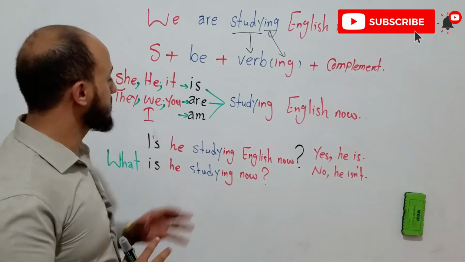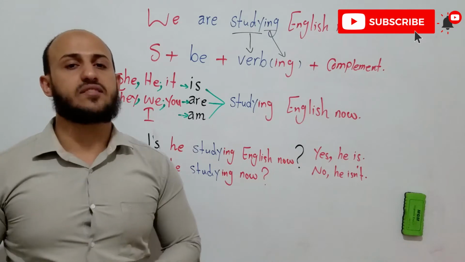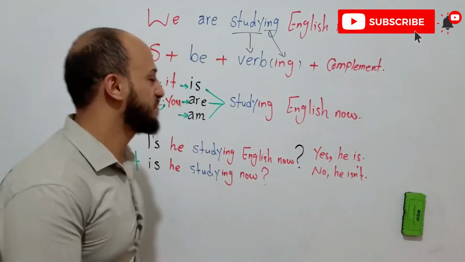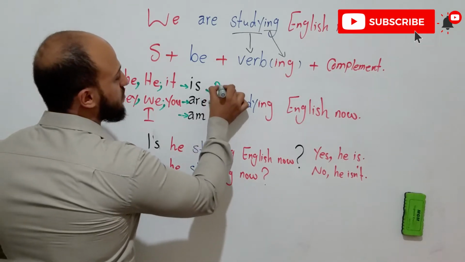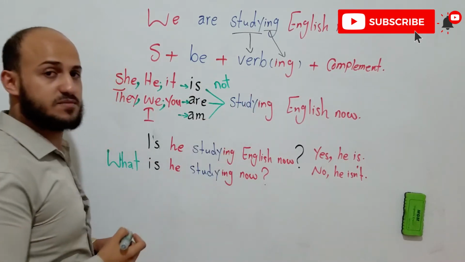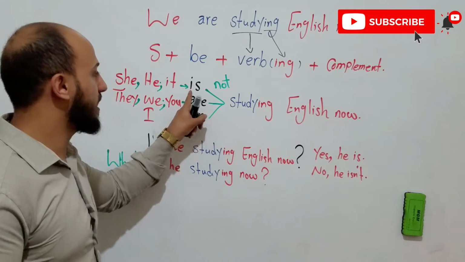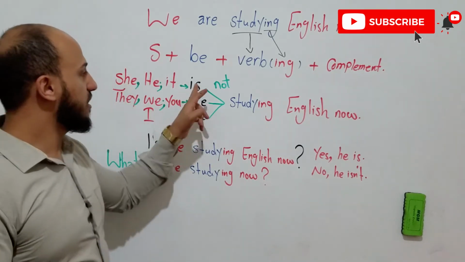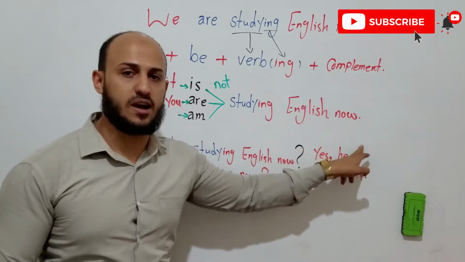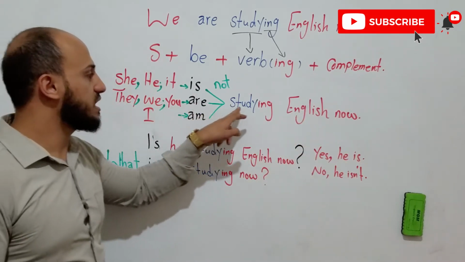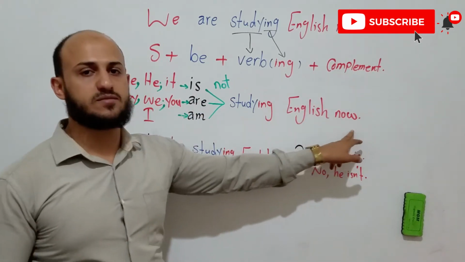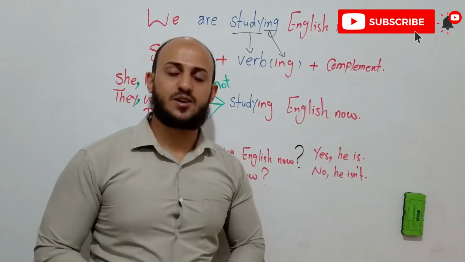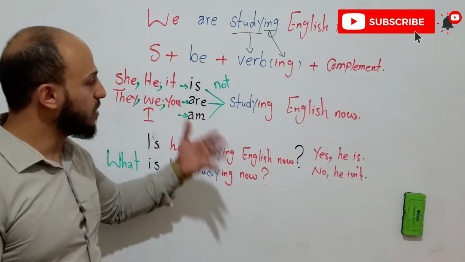So the question is, when I want to make this sentence negative, how do I make it? It is simple, guys. Don't be confused. Simply, you just write here "not". That's it. In this place, between verb be and the verb. So you say, she is not studying English now. You are not studying English now. Very good. I am not studying English now. Alright? That's it.